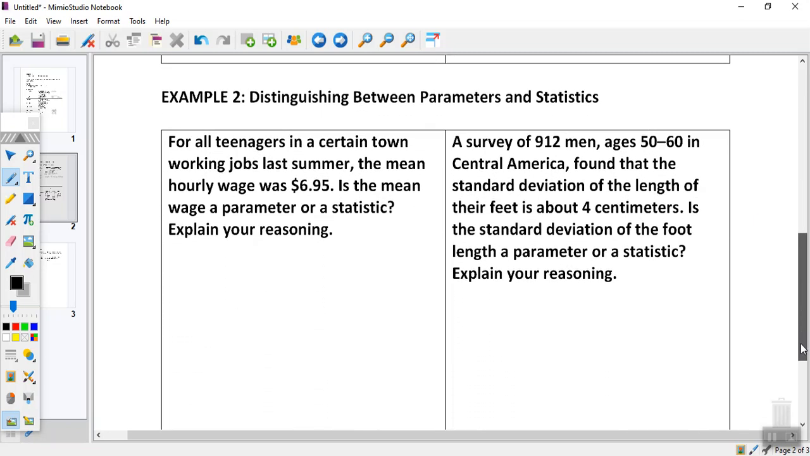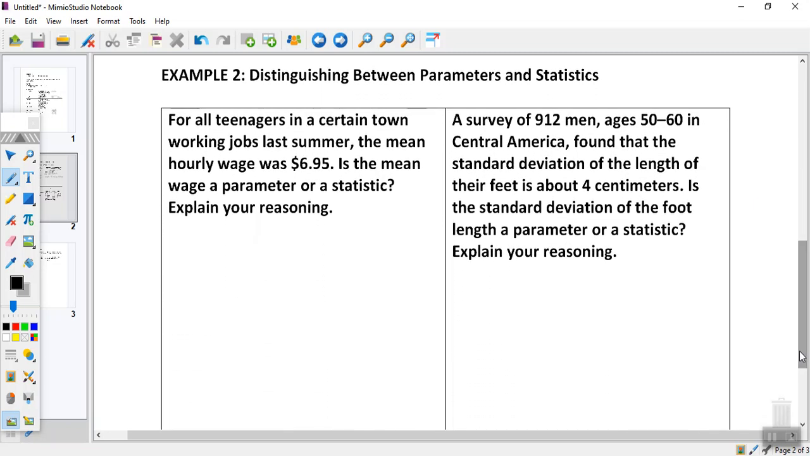Distinguishing between parameters and statistics. Okay, parameters are going to deal with the whole population. Statistics are going to deal with the part of it. Okay, let's stop. For all teenagers in a certain town working jobs last summer, the average hourly wage was $6.95. Okay, is the mean wage a parameter or a statistic?